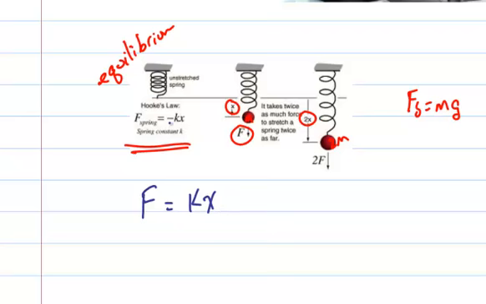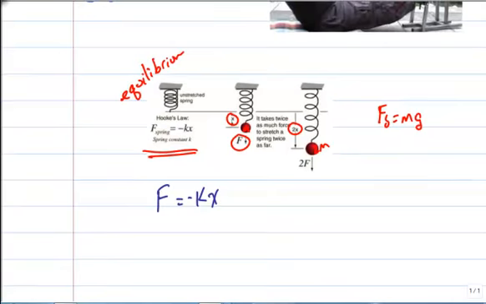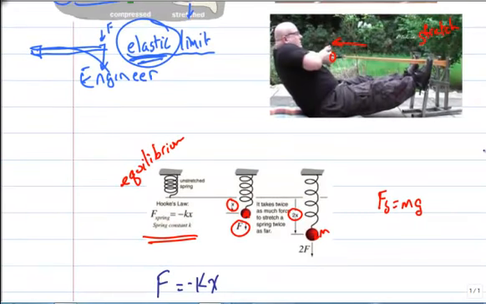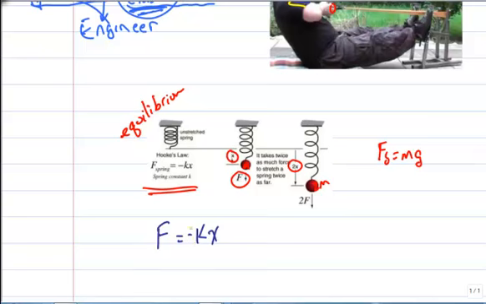Now you'll notice in this equation that I found, again, just off the internet, there's a negative sign. We often put that in there, and force being a vector, direction matters. So why we put the negative sign in is if I exert a force that way, and I say that's in the positive direction, the spring will exert a force in the opposite direction, in the negative direction, wanting to return to its original shape. That's what the negative sign is all about here.